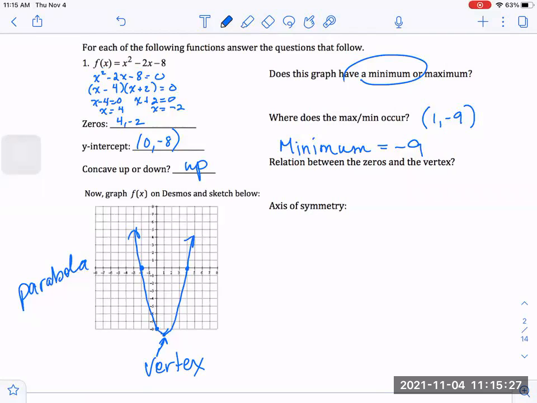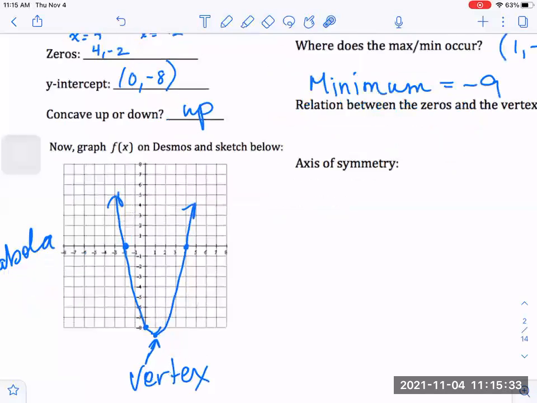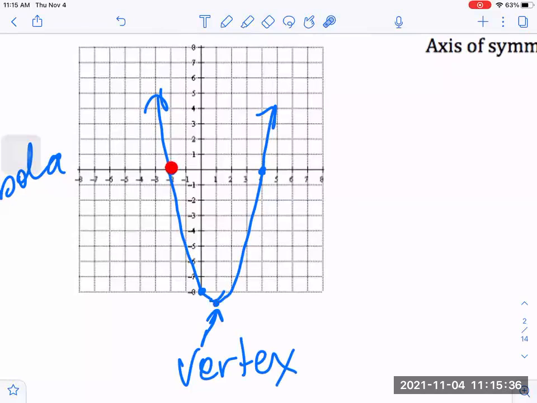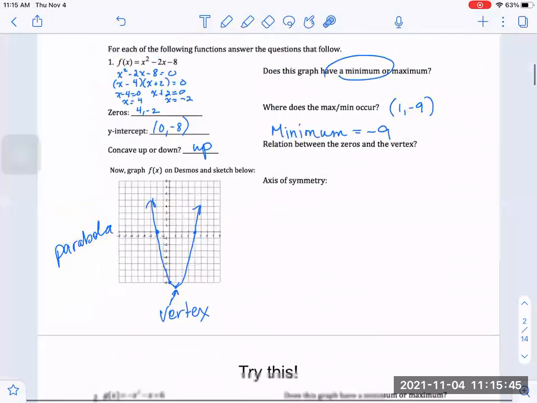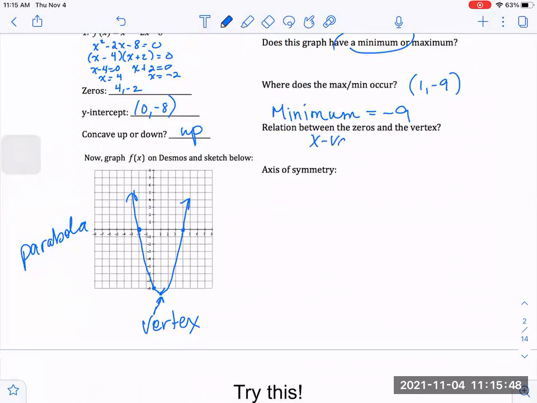So let's see. Does anyone notice anything interesting about where the vertex is versus where the zeros are? It's directly in between. Yeah, it's directly in between. That x value is the average of the zeros. So let's just check that out. My zeros are 4 and -2. I'd add them together and divide by 2. It's 2/2 or 1.